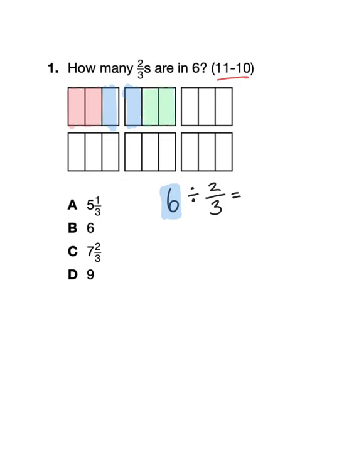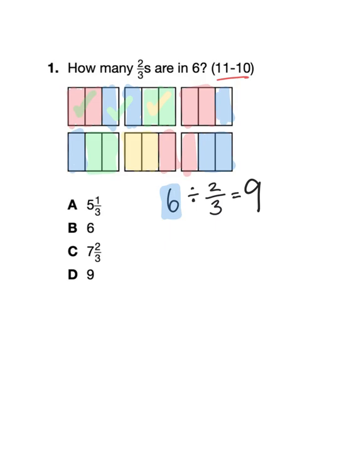So here's, let's see, 1 group of 2/3, 2 groups of 2/3, here's 3 groups of 2/3, 4 groups of 2/3, 5 groups of 2/3, 6 groups of 2/3, 7 groups of 2/3, 8 groups of 2/3, and 9 groups of 2/3. So 6 divided by 2/3 equals 9.